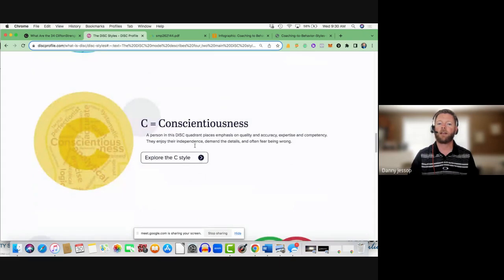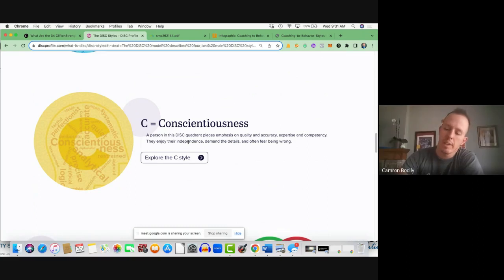And then last but not least is the C, so DISC. The conscientiousness people like to have independence. They love the details. But they don't want to be wrong. So they're going to research, they're going to get into the weeds. They might not even want to talk to people as much, other than: give me all the information that I need to make a smart decision. I'm not going to say something that's going to put me in a bad position. Yeah, they're very, very afraid of being wrong.